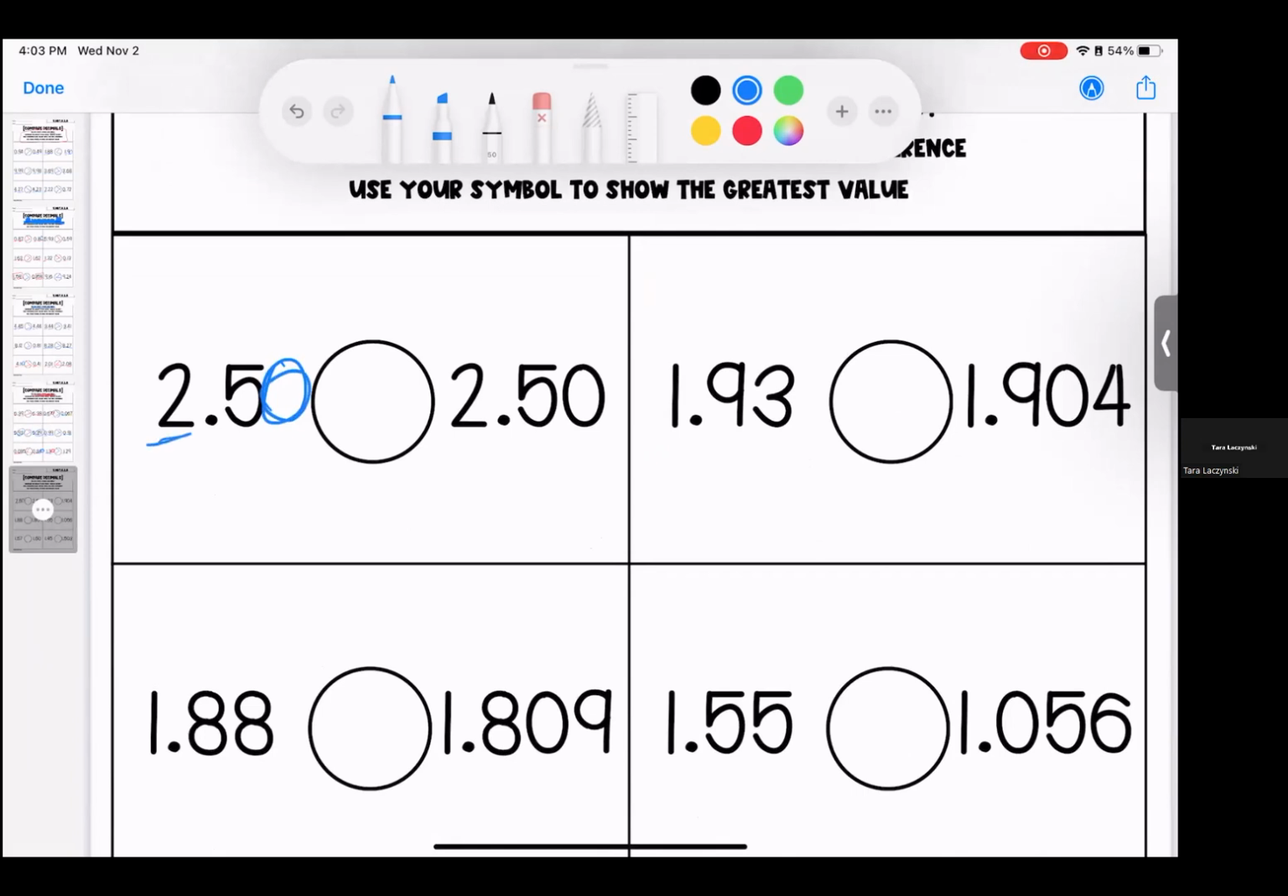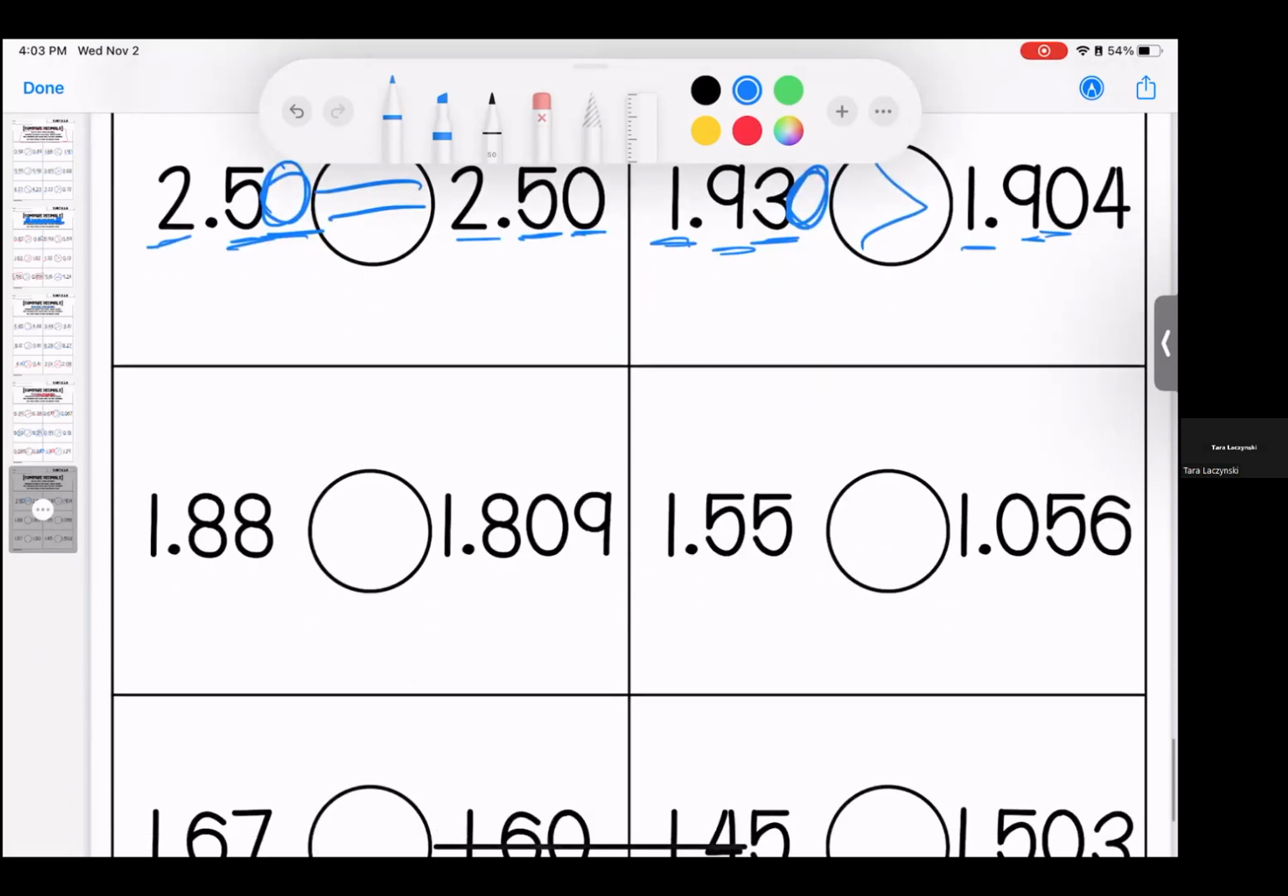Make them balanced. 2 and 2, they're the same. 5 and 5, they're the same. We're sensing a pattern. These are equal. These are equal. Balance it out with my place saving 0. 1 and 1, they're the same. 9 and 9, they're the same. 3 and 0, 3 is greater.